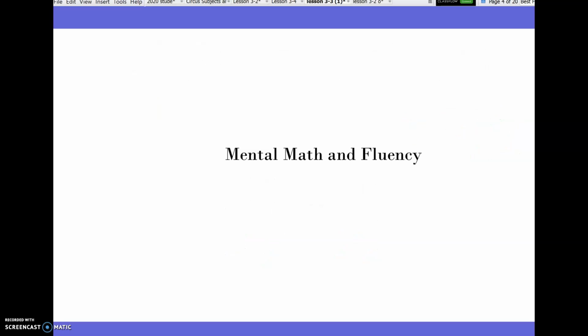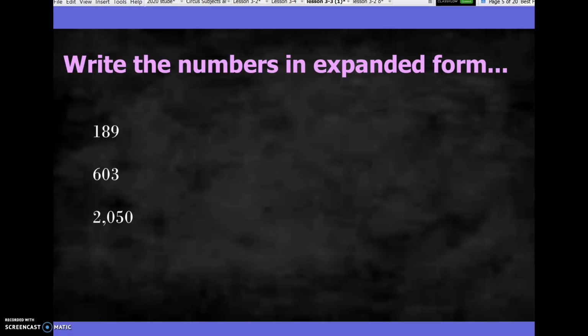And some mental math and fluency. Earlier this week, we worked on expanding numbers, writing our numbers in expanded form. So go get your whiteboard, your marker, and eraser. Pause the video here, and I want you to write those numbers out in expanded form. When you're finished, restart the video.